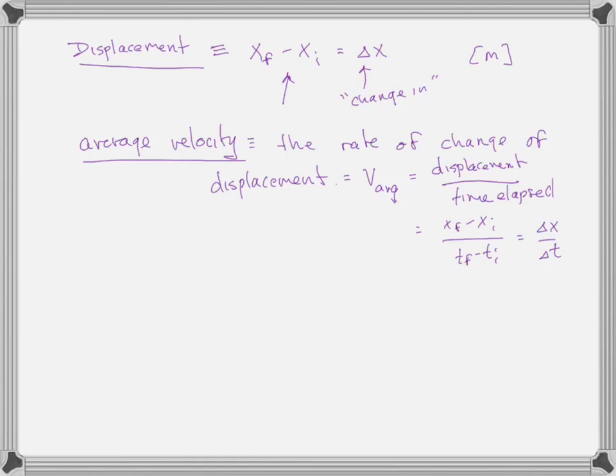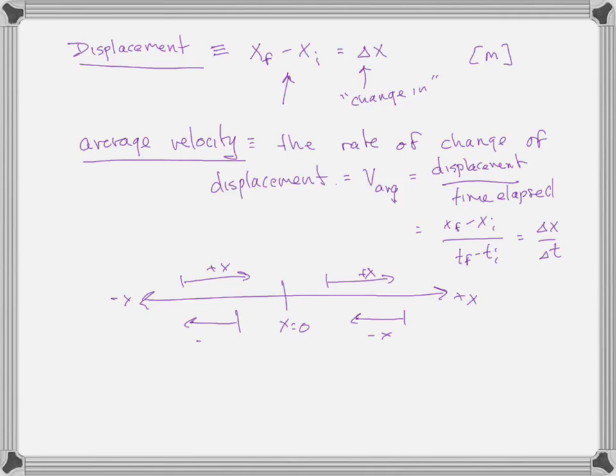Of course, we haven't even talked about that, right? Your x-axis has an origin, x equals 0, and this is plus x, and this is minus x. And so you could start here and move in that direction, and you're still moving in the plus x direction. Start here, move in that direction, you're still moving in the plus x direction. Start here, move in that direction, you're moving in the minus x direction. Start here and move in that direction, you're moving in the minus x direction.